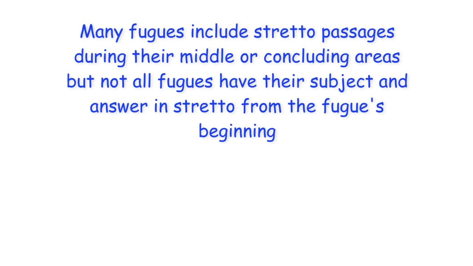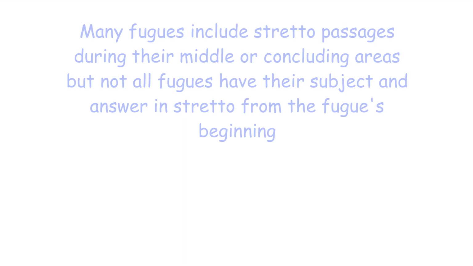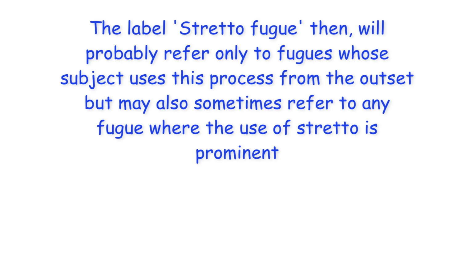For example, many fugues include stretto passages during their middle or concluding areas, but not all fugues have their subject and answer in stretto from the fugue's beginning. The label stretto fugue, then, will probably refer only to fugues whose subject uses this process from the outset, but may also sometimes refer to any fugue where the use of stretto is prominent.